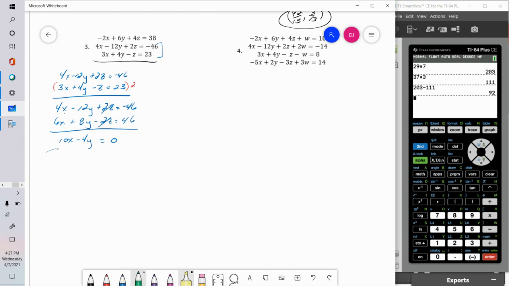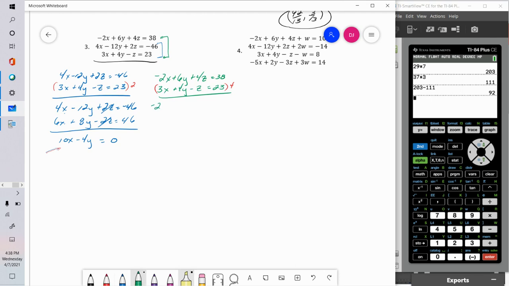I'm going to take another set of 2 equations, and I'm going to choose this time to take the first and the third. The first equation is negative 2x plus 6y plus 4z equals 38. And the bottom equation is 3x plus 4y minus z equals 23. Now notice I'm set up to cancel the z's. And there's really not a decision here. Since I canceled the z's over here in that blue work and came up with an equation in terms of only x and y, I need to also eliminate the z in this green work that I'm doing.